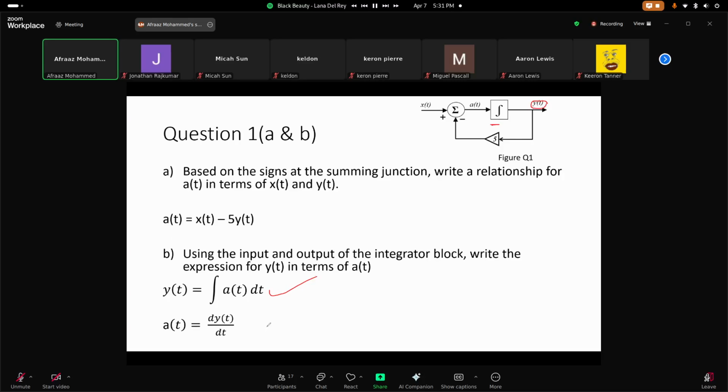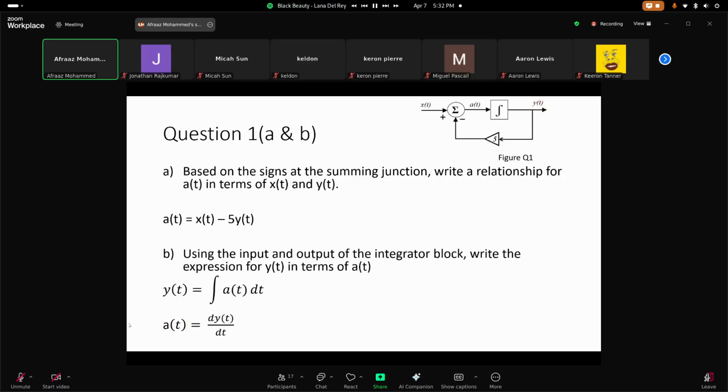And what we could do next is we can find what A of t is, right? So to get A of t, we differentiate each side with respect to t. So on the left side, this is going to be dy(t)/dt. That's how you're going to get this here. And if we differentiate the integral of A of t dt with respect to t, you're just going to get A of t, right? So that's how you're going to get this here.